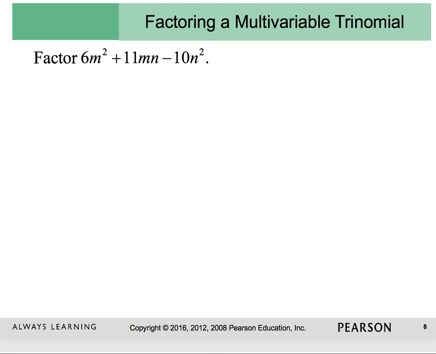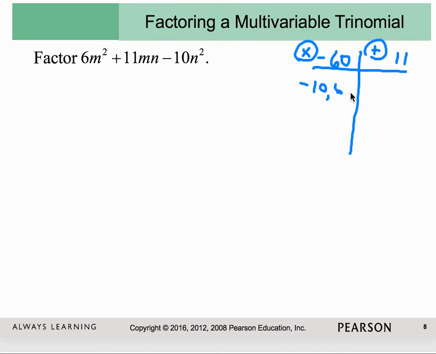Okay, no common factor here. So I'm still just looking for those numbers that multiply to give negative 60. Don't miss your signs, and add to give 11. Well, okay, how about negative 10 and 6? No, that's not it. So let's practice that method we talked about last time.